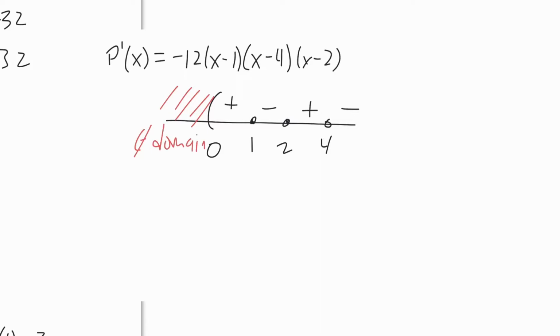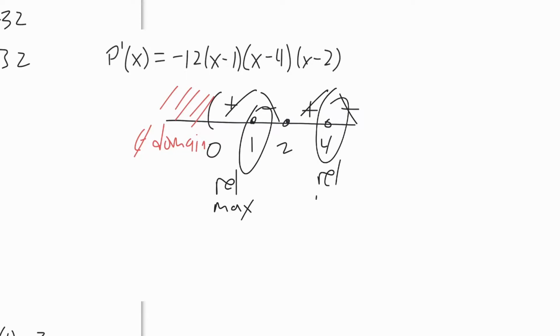But let's look at that sign diagram. Increasing, decreasing, increasing, decreasing. Oh, interesting. It appears that while x equal to 1 is a relative max, there's another relative max at x equal to 4 that we didn't see. Now there's a relative min at x equals 2, but who would want to find the minimum amount of money to make? That's not a good idea. But it looks like x equals 4 is a possible value for the maximum.